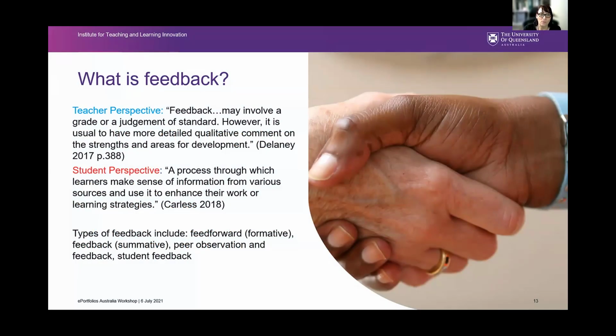I'm sure there's lots more definitions, but what I wanted to try and give you here was a teacher's perspective of what is feedback, and then a student. So you as the teacher, if you're being observed in taking a class, for example, someone might say feedback may involve a grade or a judgment of standard. So for your summative tasks, you're giving them some sort of judgment that they have reached a certain performance level.